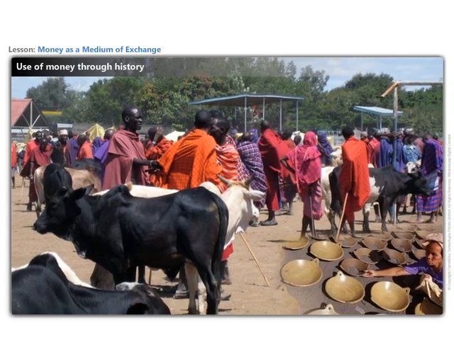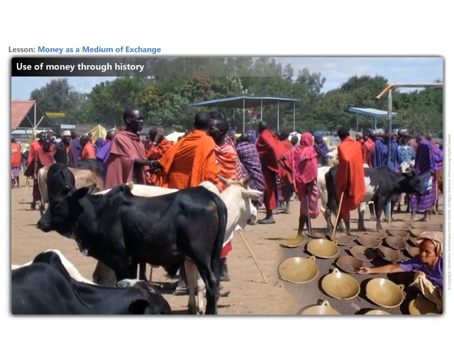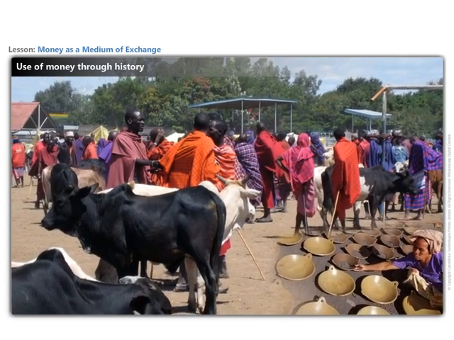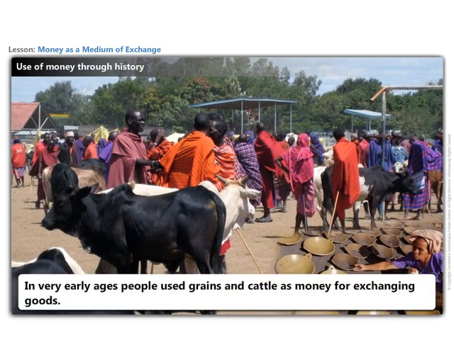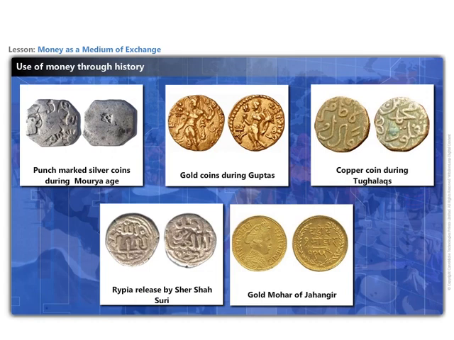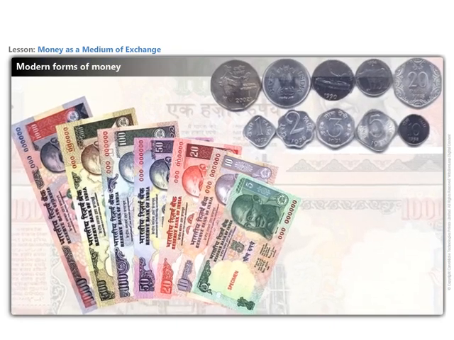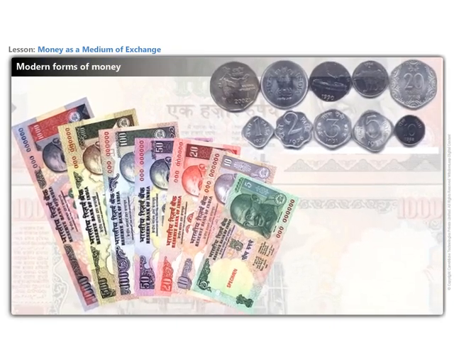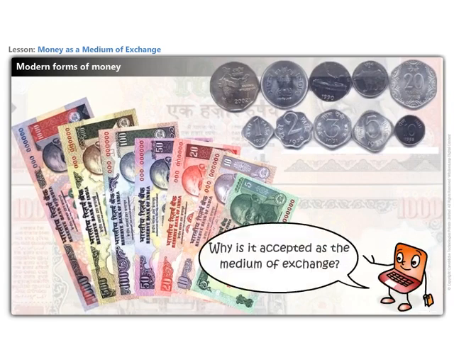Before the introduction of present coins and currencies, some other objects were used as money. In very early age, people used grains and cattle as money for exchanging goods. Thereafter, metallic coins like gold, silver, copper coins were in use till the last century. The modern form of currency used in India is rupee. Why is it accepted as a medium of exchange?